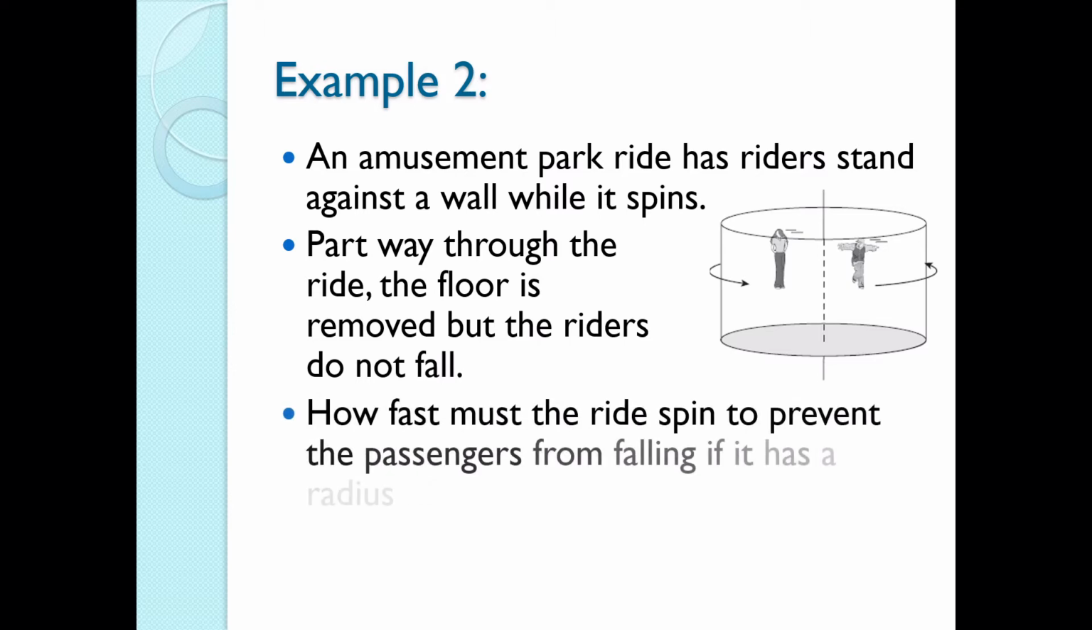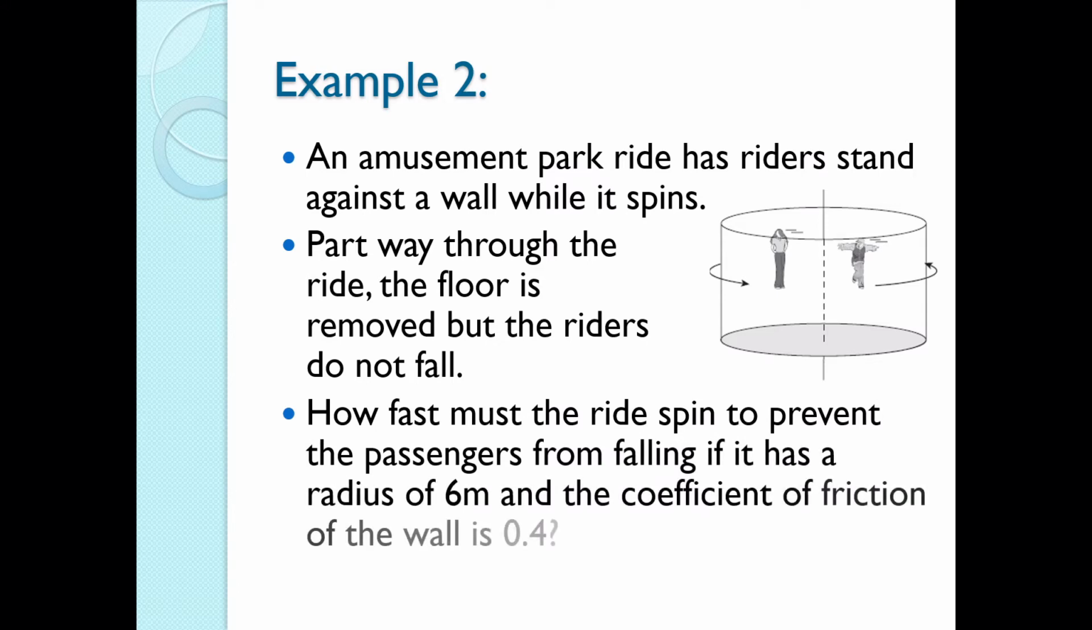Partway through the ride, the floor is removed, but because the ride is spinning and rotating fast enough, the riders do not fall. So the key here is how fast, what's the minimum speed we need to spin in order to prevent the passengers from falling. Now let's assume then that we have a radius of 6 meters and the coefficient of friction of the wall is 0.4.